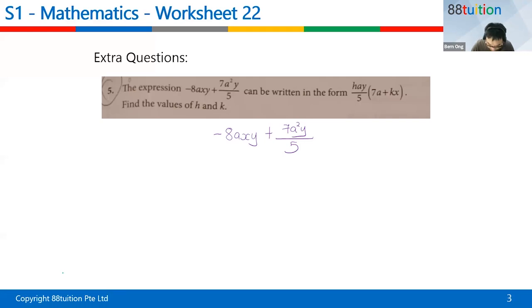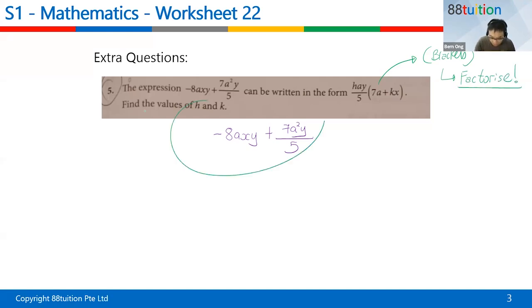Children, can you see something about this format? It has brackets. Brackets mean there is a high chance that it has been factorized. Do you understand? This portion is not factorized, and this portion is factorized. So you're supposed to factorize. But this one is a little bit difficult.